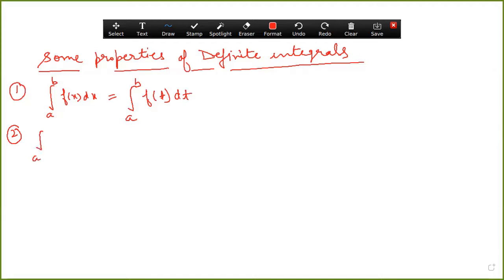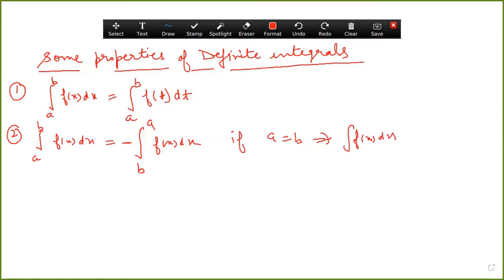Second property: integration from a to b of the function f(x) can be done by interchanging the limits. Interchanging means upper becomes lower and lower becomes upper. There is a change in sign: minus, integral from b to a of f(x) dx. If a and b are equal, then the integration of the function f(x) dx will be equal to 0.